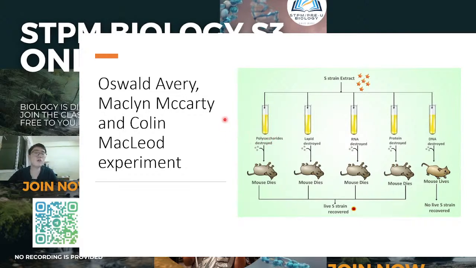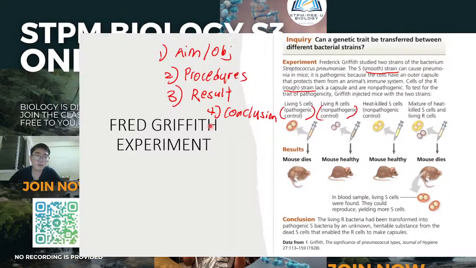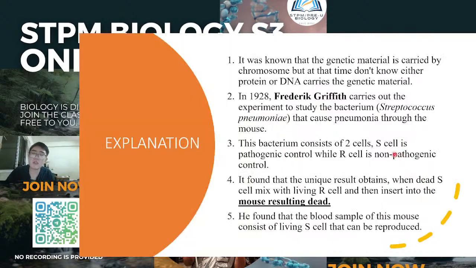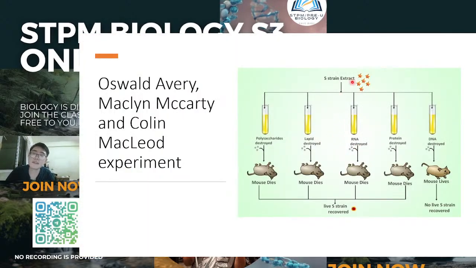So how did they prove it? They just modified the experiment from Fred Griffith's one. It also used the same cells, Streptococcus pneumoniae, and also used mice. So as you see, it only used the S strain.